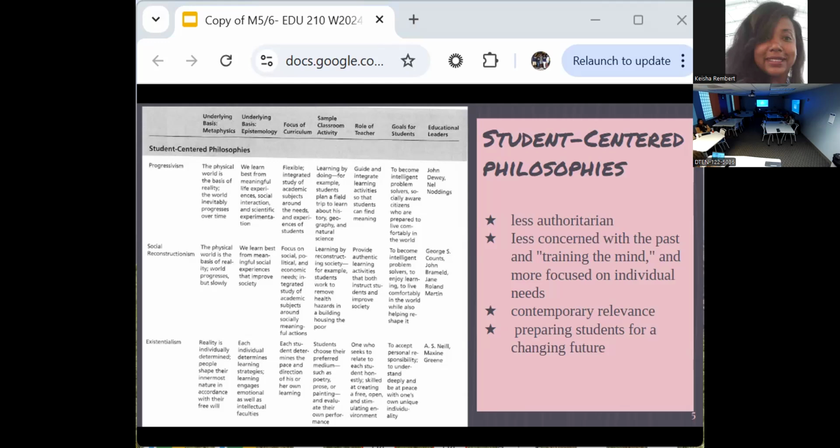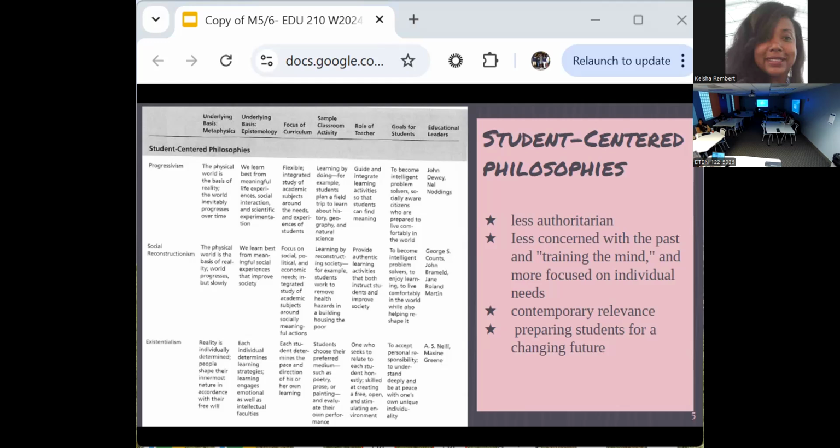That's our last student-centered one, and it is really rooted in self-discovery and individual choice. Existentialists believe that education should help students find their own meaning and purpose in life. The focus is on personal growth. It's not on standardized tests or any of that other stuff. It's not even on a fixed curriculum.